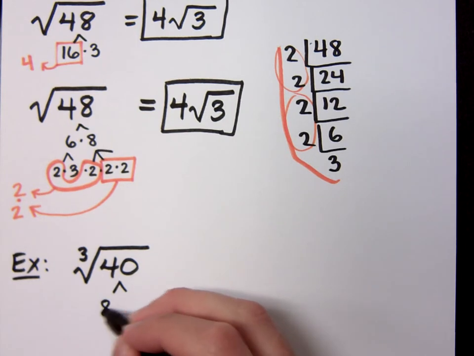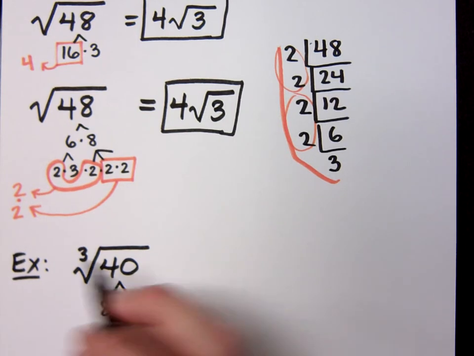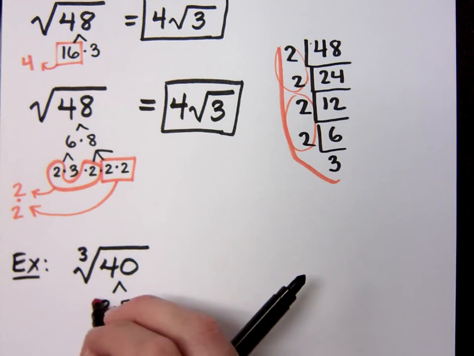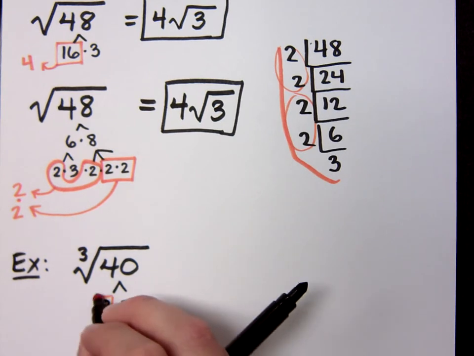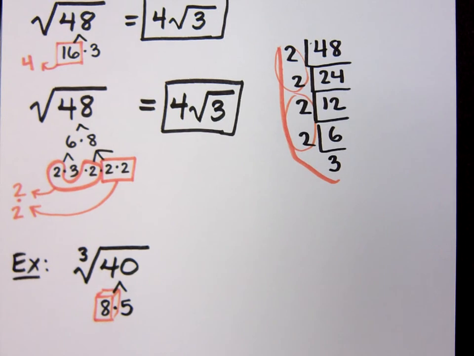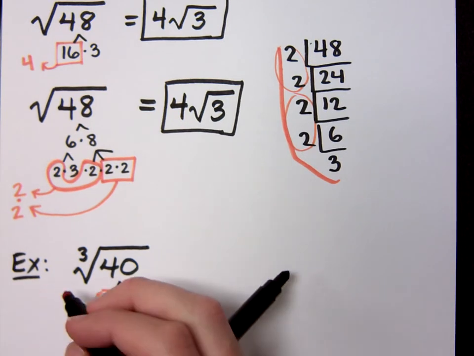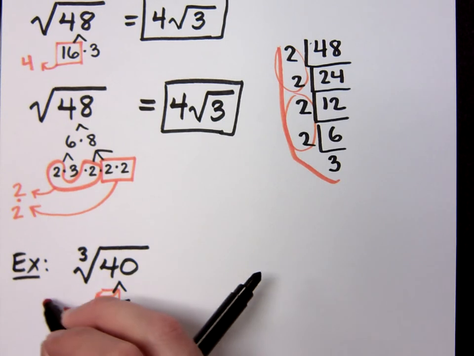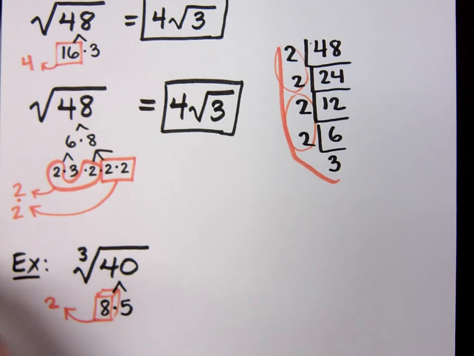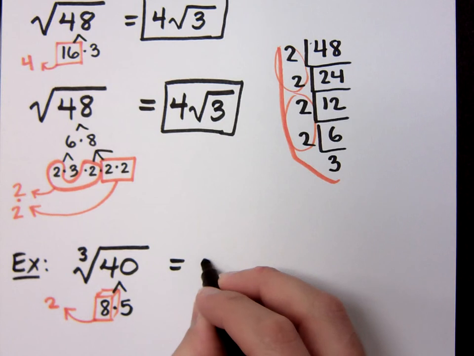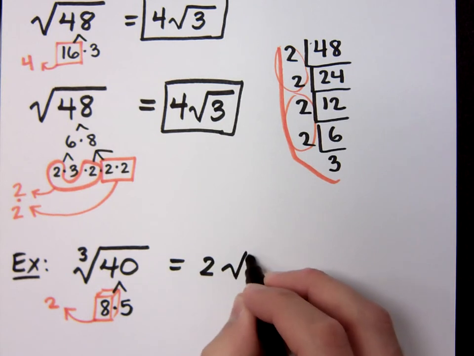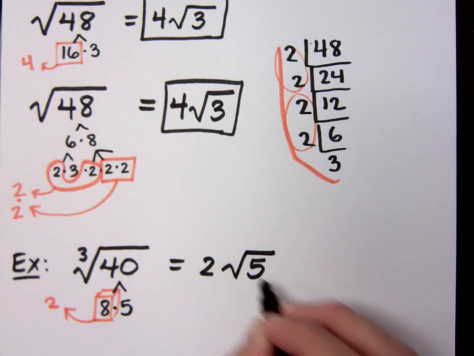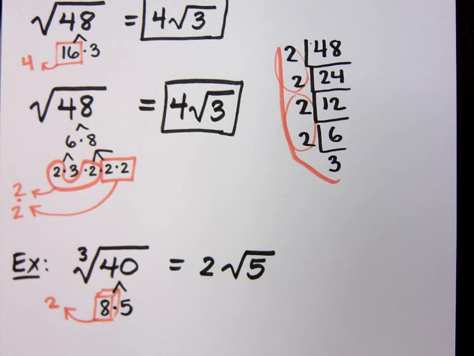Sweet sarsaparilla, you're right. So 8 is a perfect cube. What is it the cube of? So that means this breaks out of here as a 2, and leaves a 5, and I'm left with 5 on the inside. Do y'all agree?